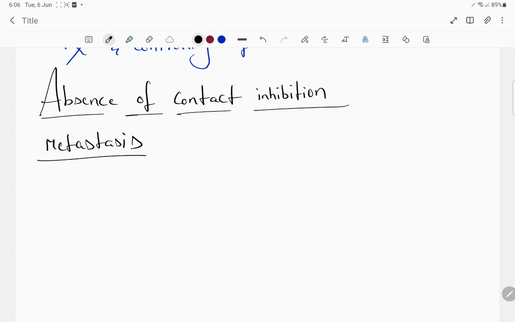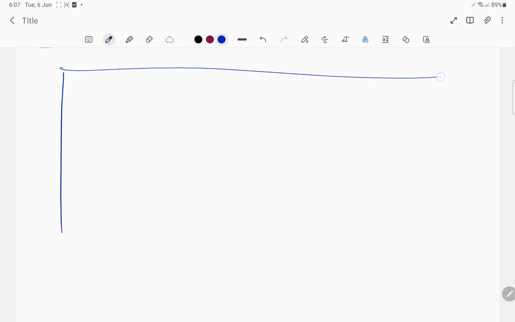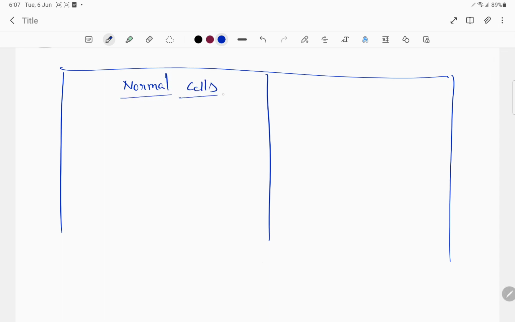In which the malignant cells will slough off, go through the blood to other areas and start a new tumor there. This process we call metastasis. And next, let's see the difference between the two categories. We have normal cells and cancerous cells.